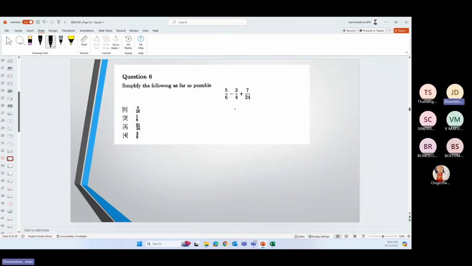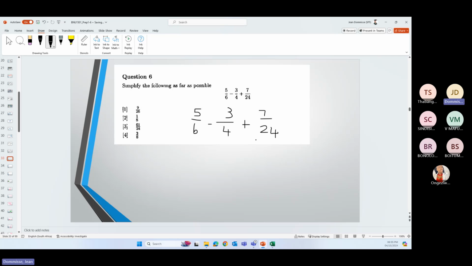Let's see. I hope this is minus and not division. So let me write it over and we will see if it works. If it doesn't, we know then that it was something different and I'll just take it out of the pack. Okay, so 5/6 minus 3/4 plus 7/24. Okay, so not a great one because now we have fractions 6, 4, and 24.